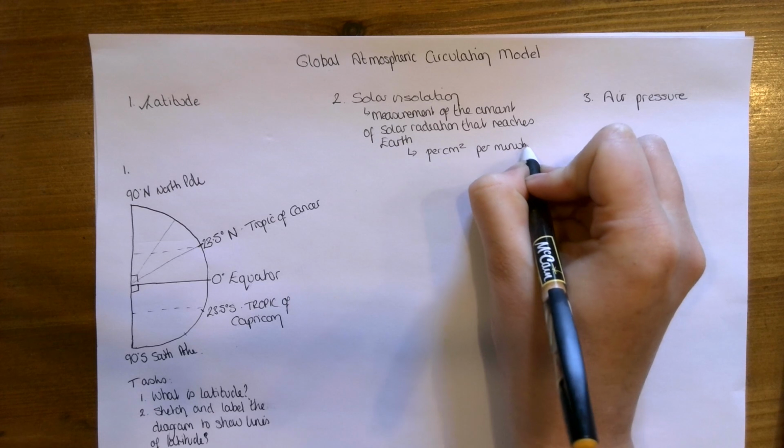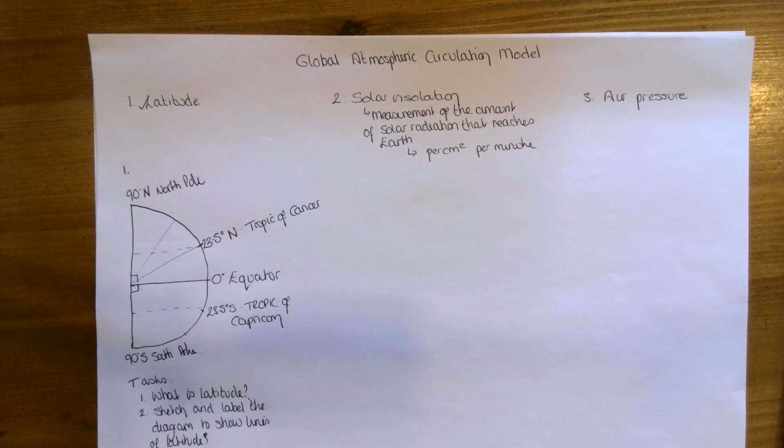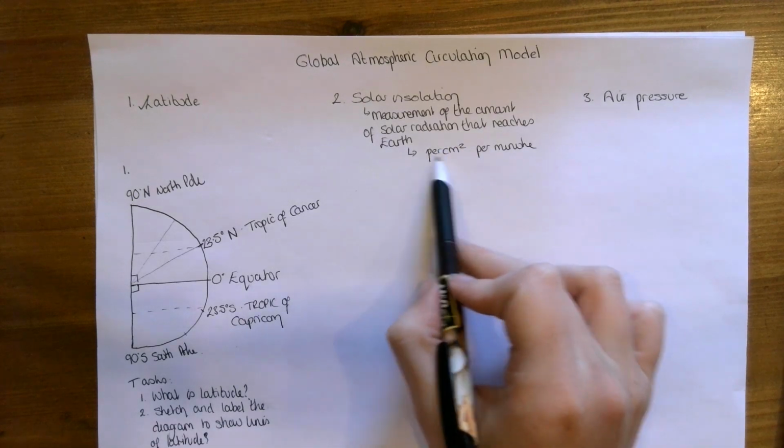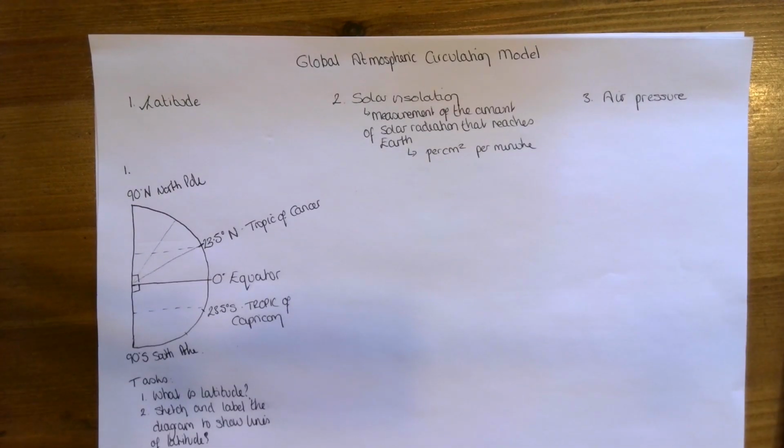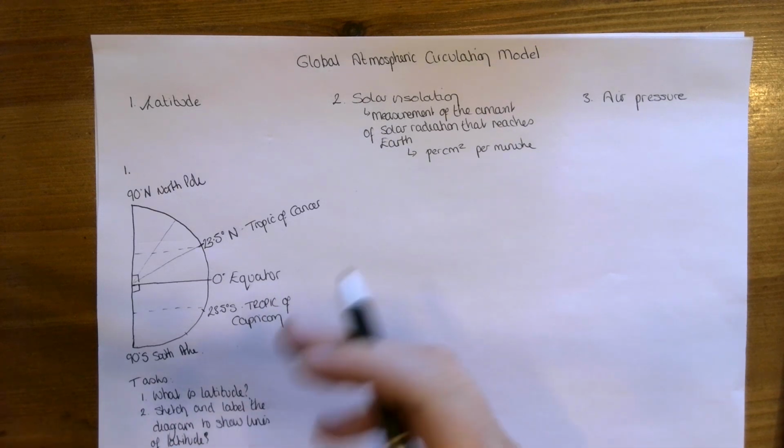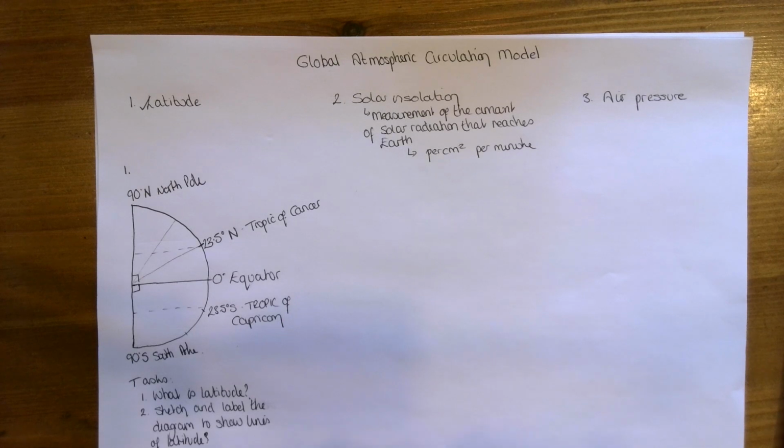So the amount of solar radiation that comes from the sun and heats an area of land per centimetre squared per minute. The sun sends the same amount of radiation to Earth no matter where you are, but where there is a smaller surface area, then temperatures are higher. So if you have more solar insolation, you have a higher temperature. Whereas if you have less solar insolation, you also have a lower temperature. So let's have a think about that.